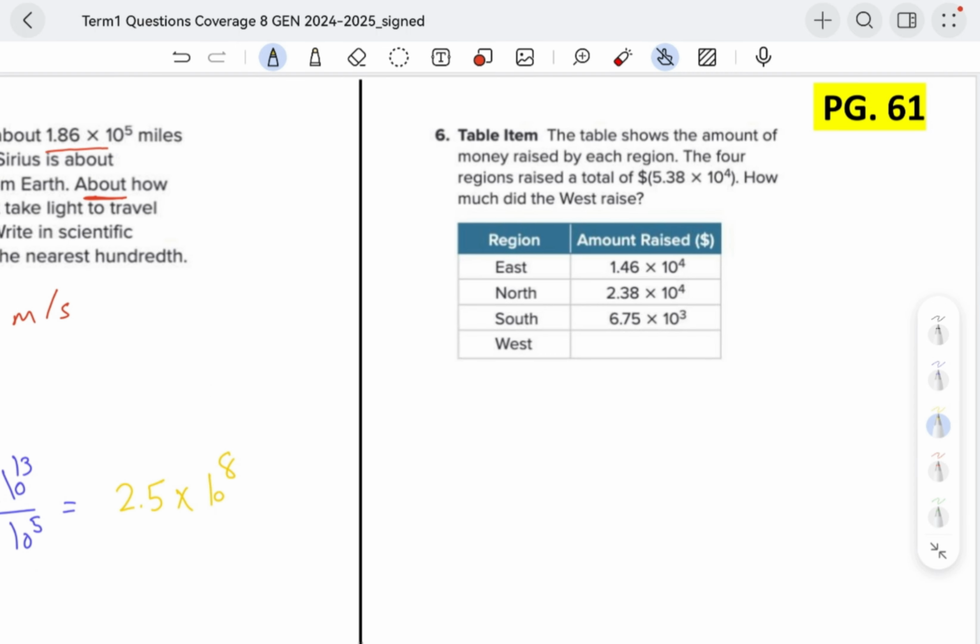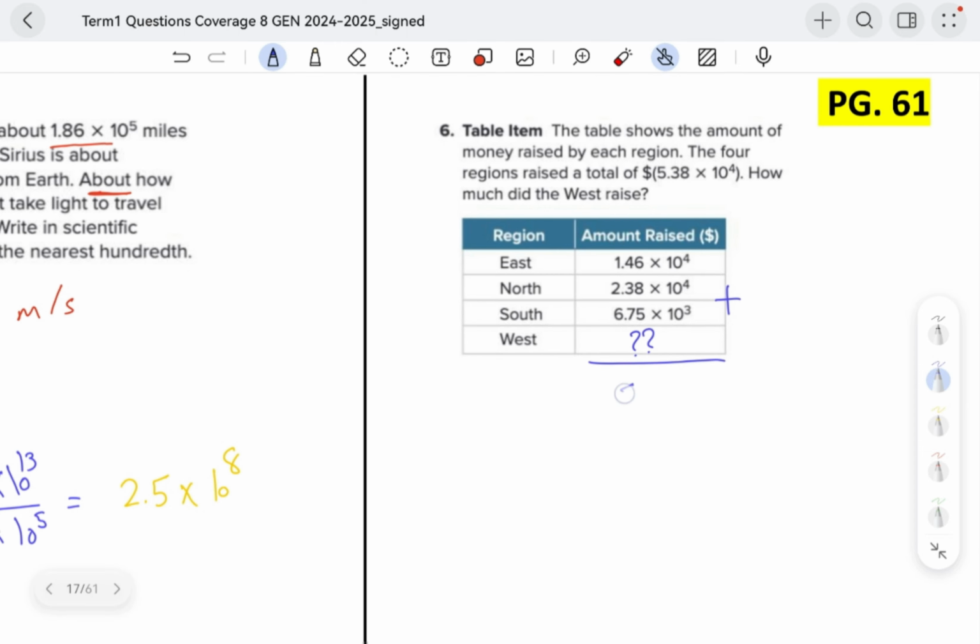Okay, now let's go for question number 6. The table shows the amount of money raised by each region. The 4 regions raised a total of 5.38 times 10 to the power 4. How much did the West raise? Okay, this is unknown. But what we know is that the sum for all of these is 5.38 times 10 to the power of 4.